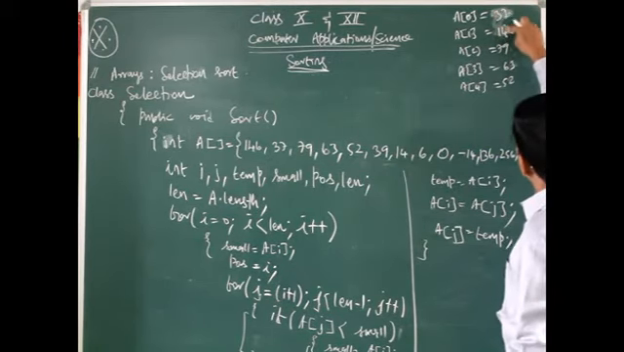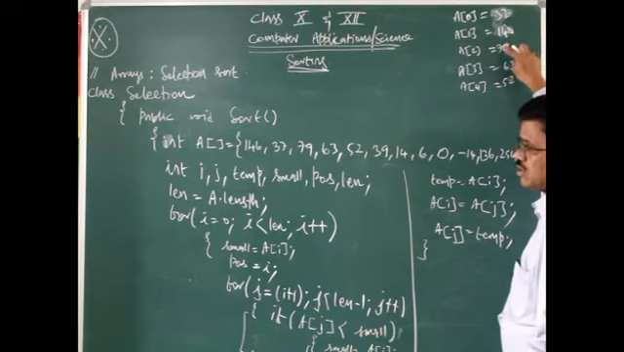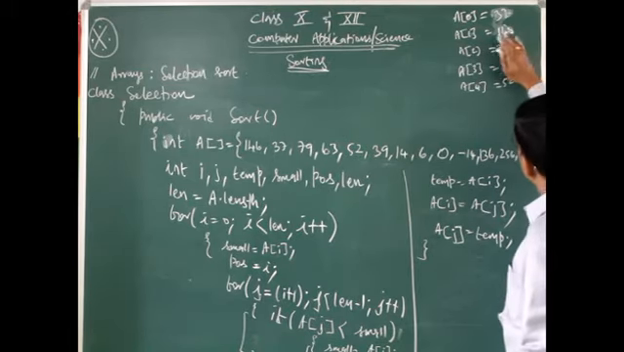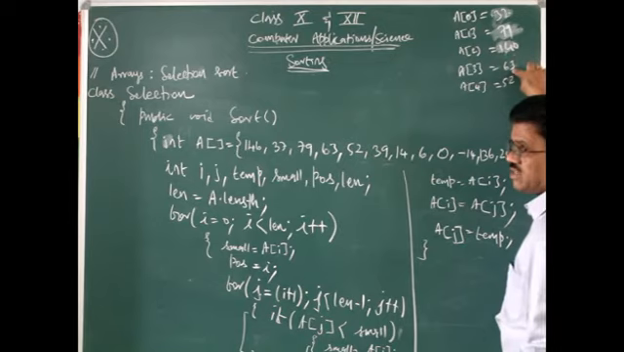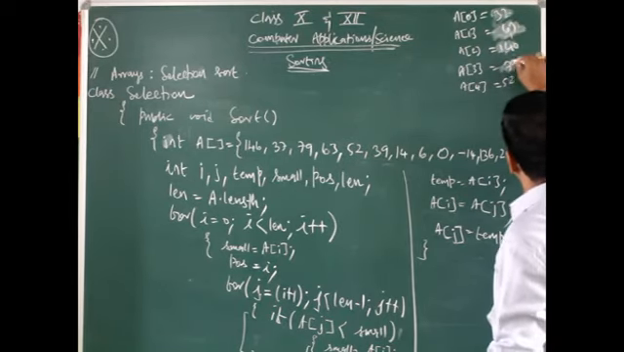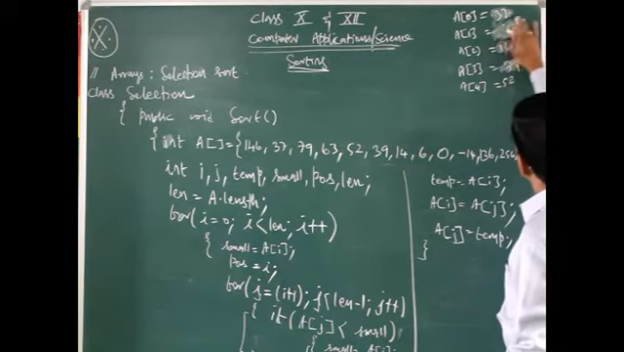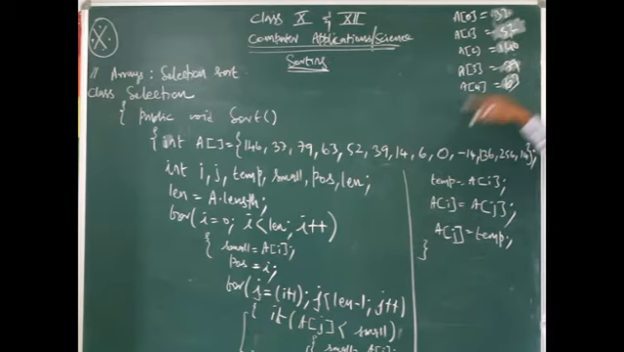From first value to second value you compare. Is 146 greater than 37? Is 79? Yes, 79 will go here, 146 will come. Is 79 more than 63? Yes, so 63 will come, 79 will go. Is 63 greater than this? Yes. So this will be 52, this will be 63. Then again these 3 values will come back.